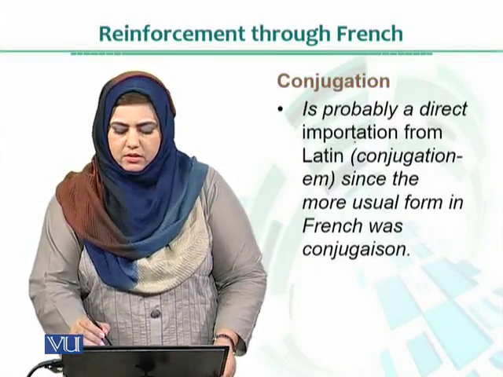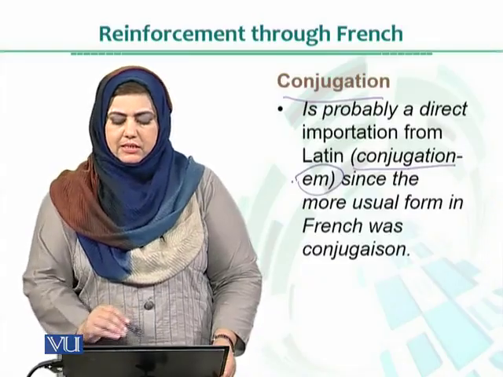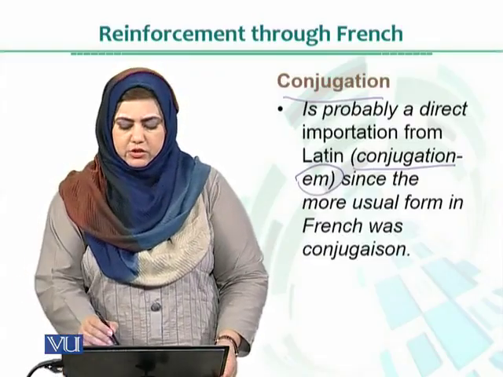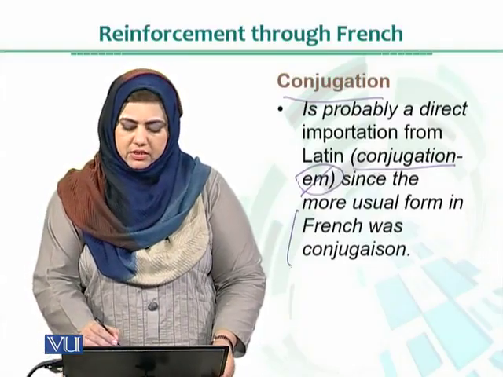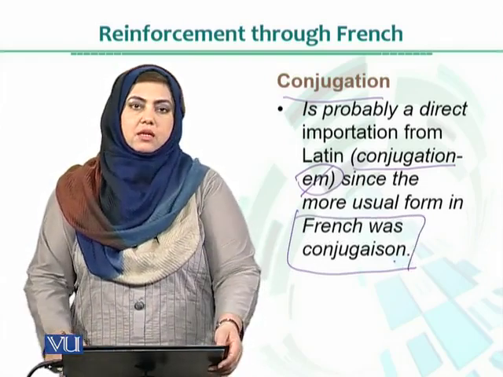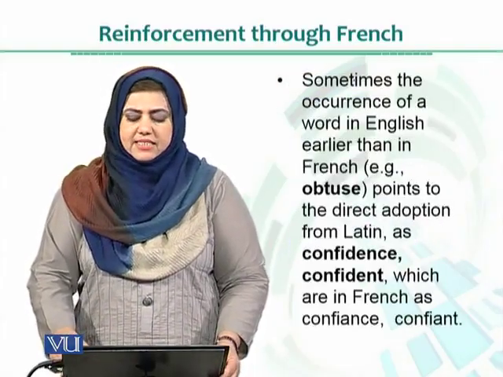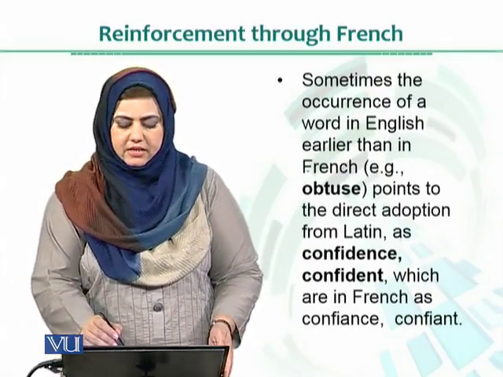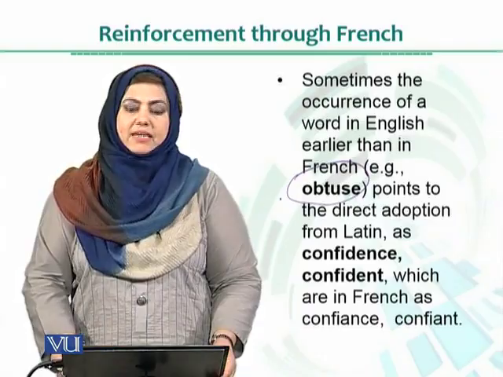Notice this word, conjugation. This em at the end was the original part of the Latin word, which was removed to make it the word that we use. And we also need to notice that the French usual form is conjugaison. We can compare it with the word that we have. Sometimes the occurrence of a word in English happens earlier than French, and the example of that is obtuse, which points to the direct adoption from Latin language.